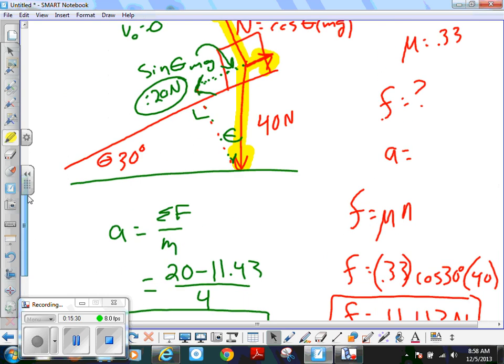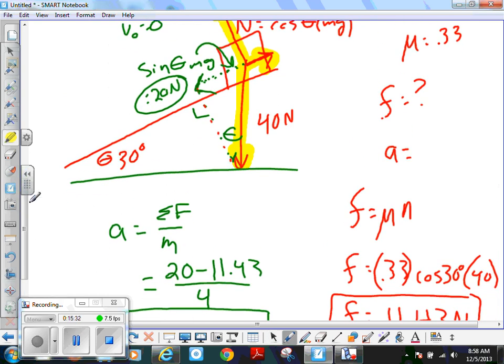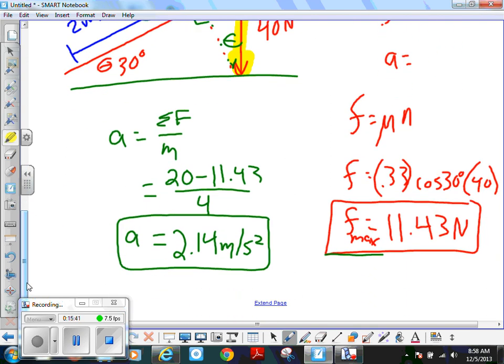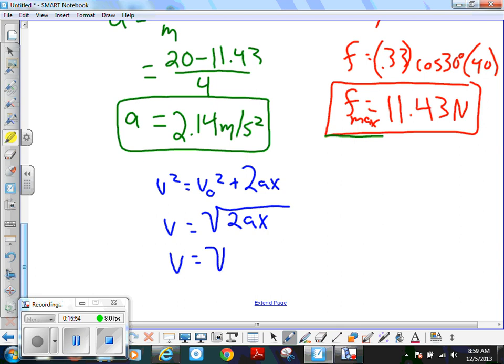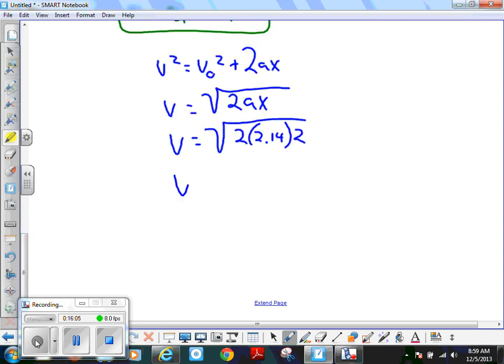So if we wanted to find velocity at the bottom of the ramp, then we would have to know a distance that it's going to move. Let's say it's 2 meters. Okay? And we have an acceleration of 2.14. So v squared equals v sub naught squared plus 2ax. V is the square root of 2ax since our initial velocity is 0. V is the square root, in this case, of 2 times 2.14 times 2, which is equal to the square root of 4.28. The velocity is 2.93 meters per second at the end of the ramp.